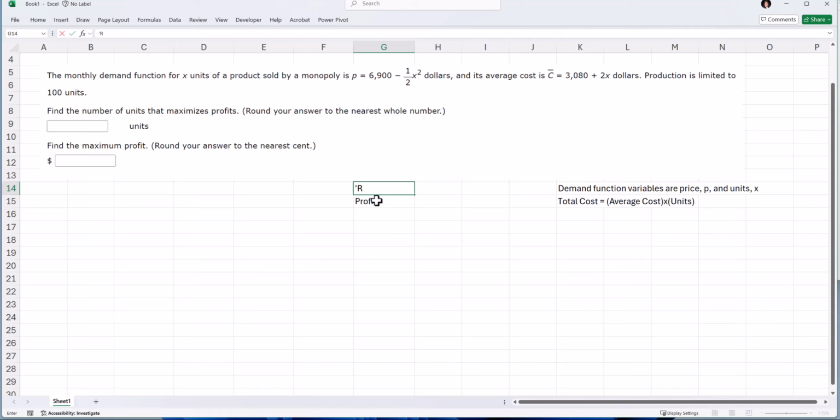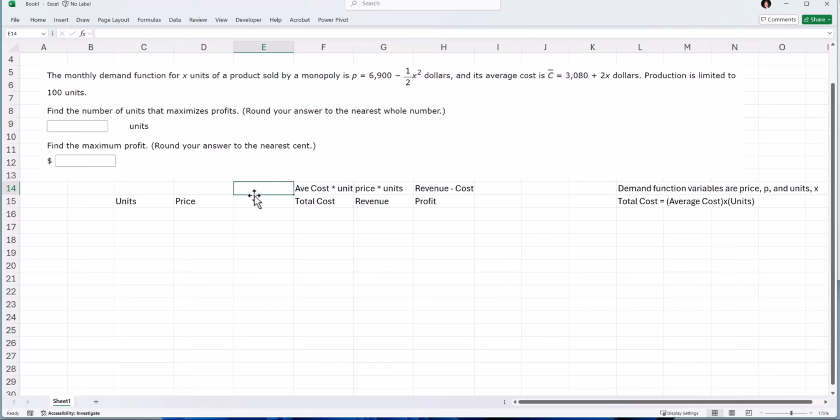The profit is revenue minus cost, and that means I'm going to need a revenue function and a cost function. But revenue is price times units, so now I'm going to need a price column and a units column. And then cost, which is total cost. Total cost is average cost times units. So I'm going to need an average cost column too. Insert that.